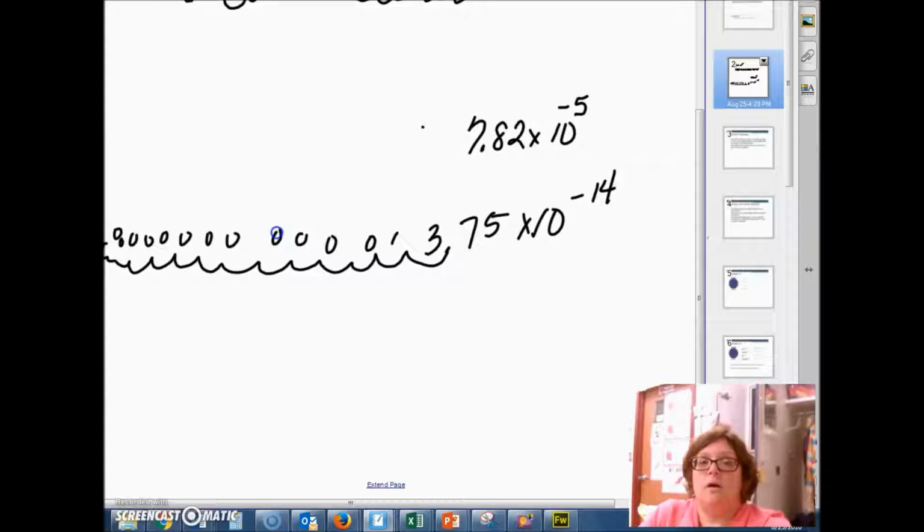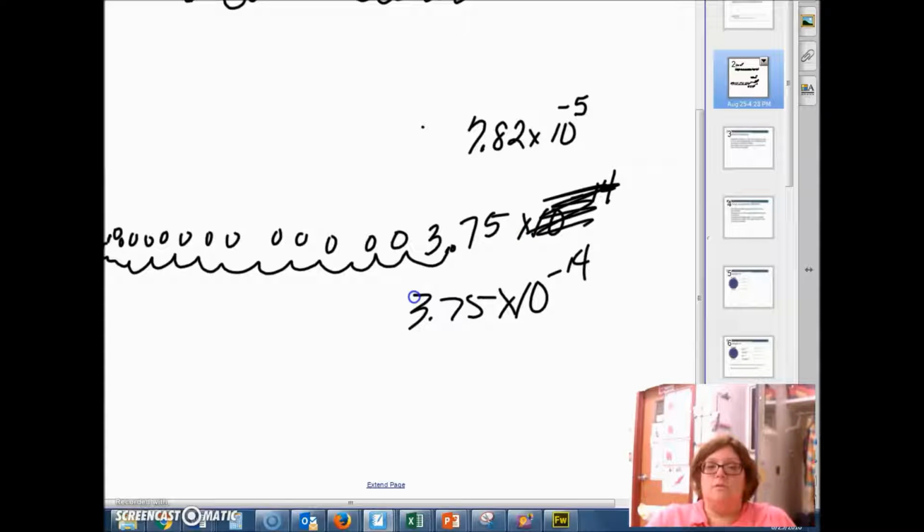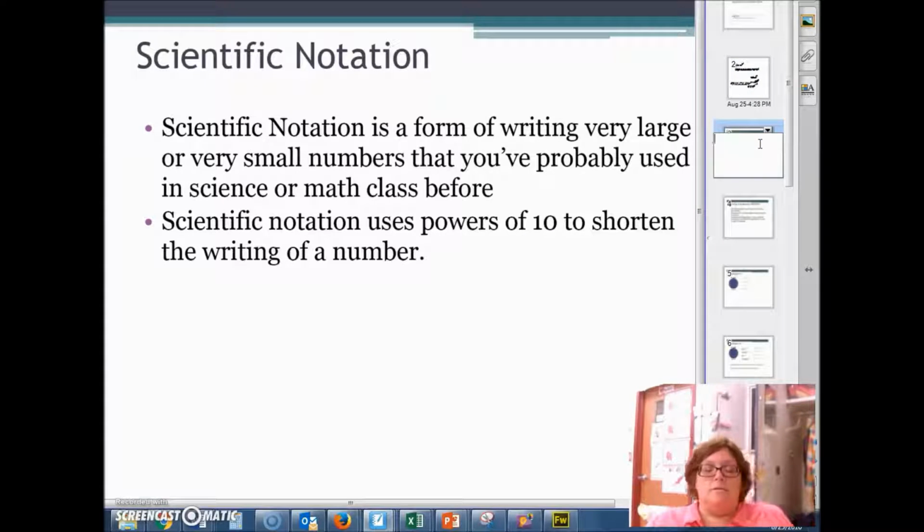11, 12, 13, and there's the 14th spot. So a 0.0 in front of all those is the same as 3.75 times 10 to the negative 14. All right, here's some notes.